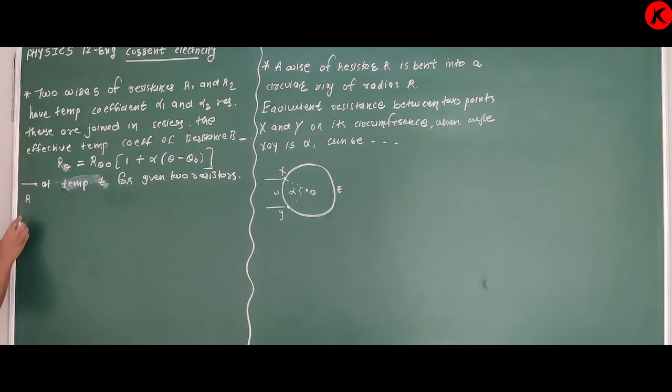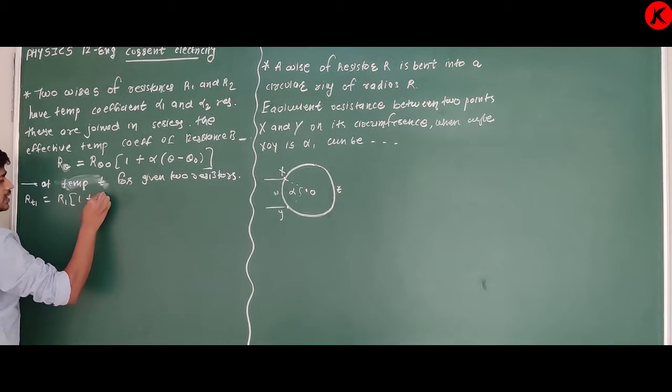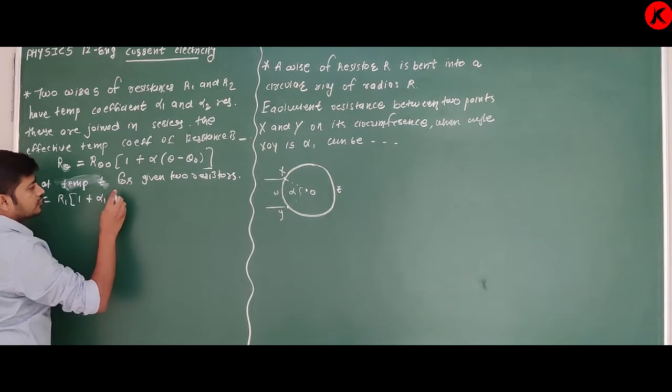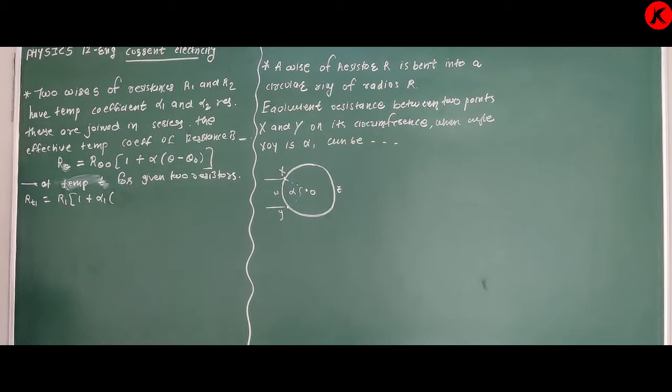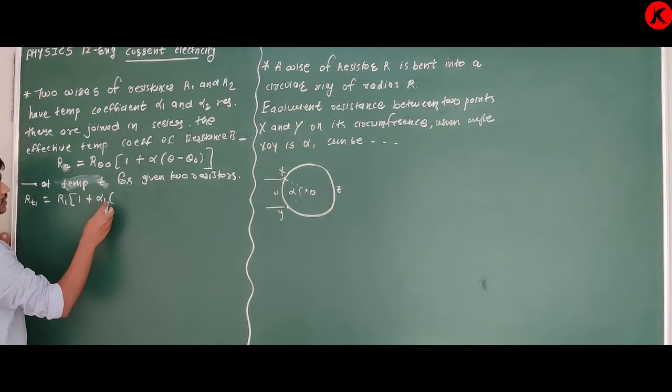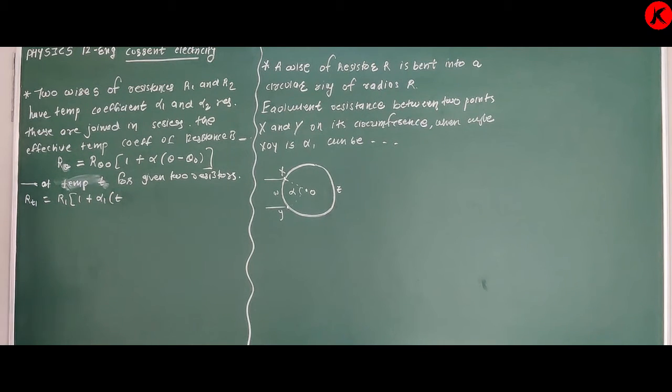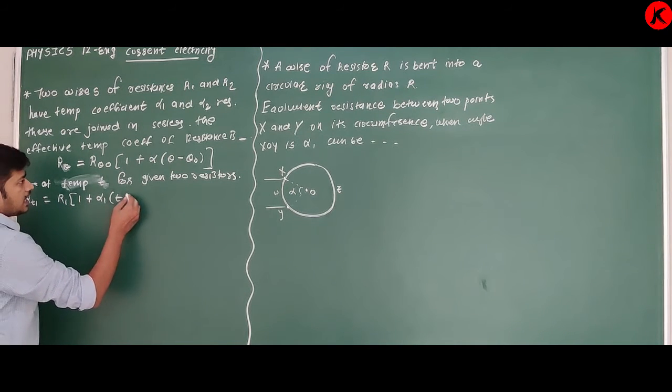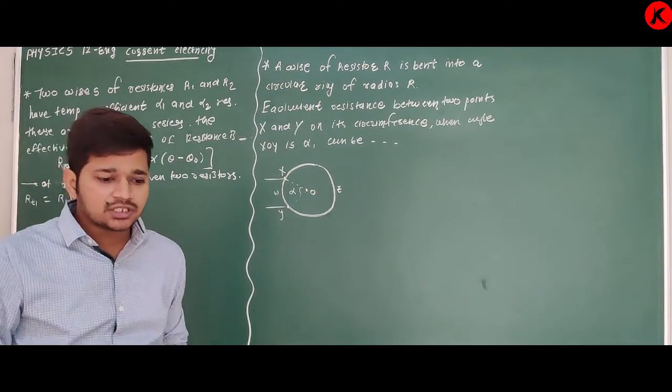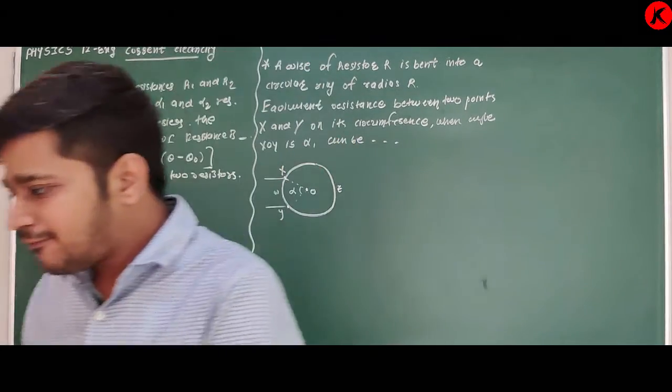How to write the equation? Theta is replaced by temperature T. For the first wire, RT1 is equal to R1 into 1 plus alpha 1 into theta minus theta 0. Here I have to write 1 plus alpha into theta minus theta 0. How to write the temperature? I have to assume the temperature is T, and theta 0 is called the reference temperature.